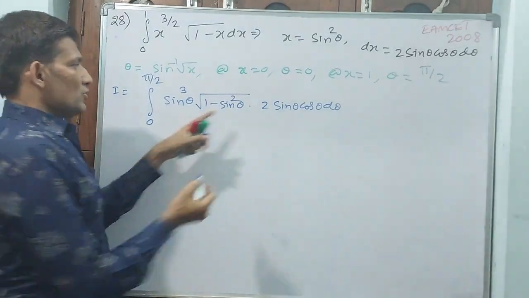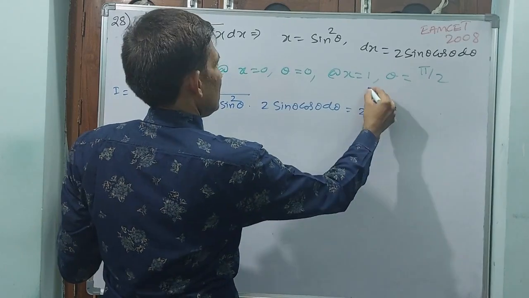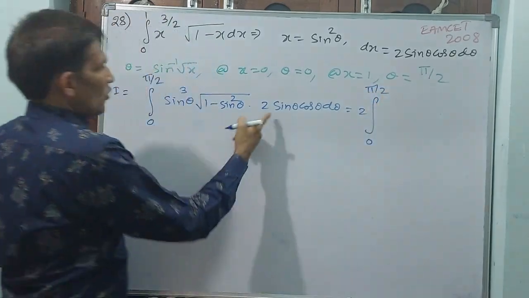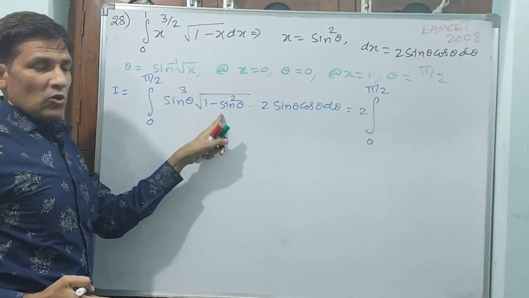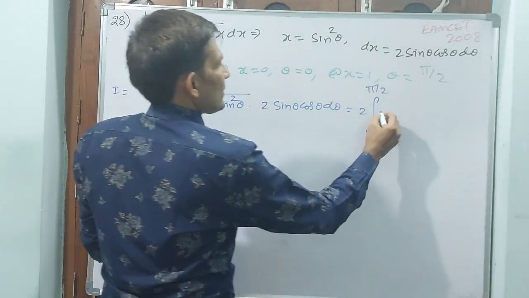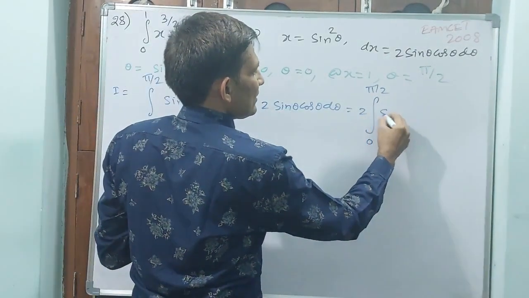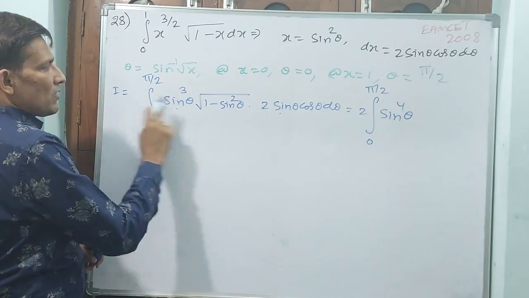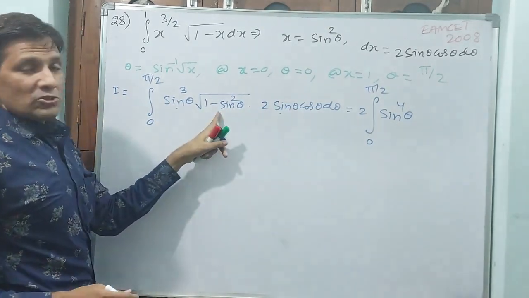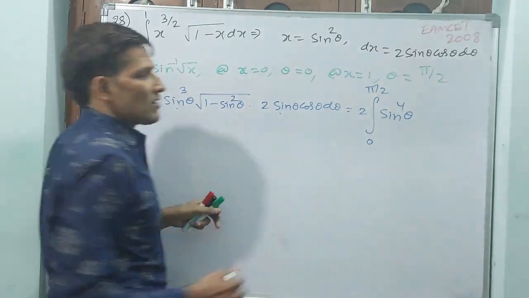Okay. Now see, 2 you take outside. Two I have taken outside. Sin cube theta cos square under root cos theta. Or else sin to the power of 4 theta. This and this, 2 I have taken out. See cos theta, here also cos theta will come. Why? Because cos square theta under root cos theta. Cos and cos square theta.